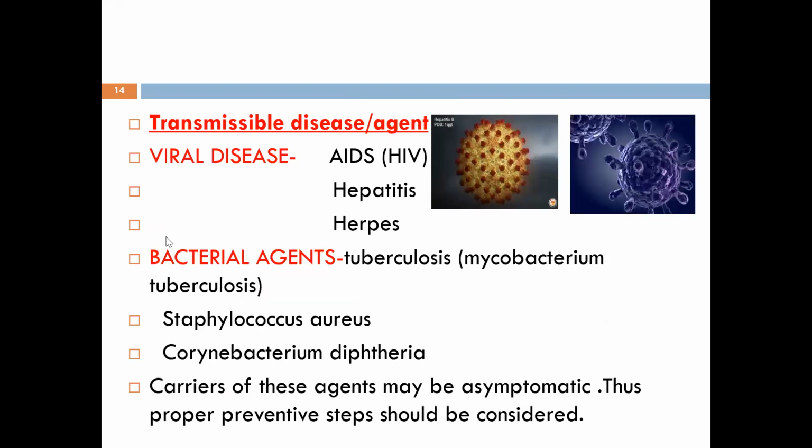Coming to transmissible disease or agent: viral diseases, that is AIDS, HIV, hepatitis, herpes. Bacterial agents are like tuberculosis, that is Mycobacterium tuberculosis, Staphylococcus aureus, Corynebacterium diphtheriae. Carriers of these agents may be asymptomatic. Thus, proper preventive steps should be considered.